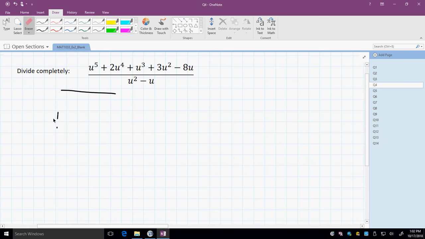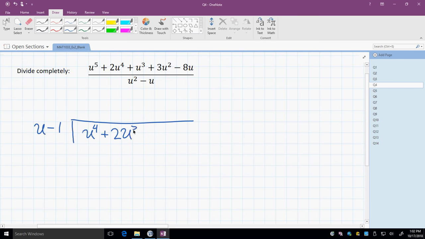Move this to the bottom so we can have more space. So we're going to have u minus 1, and then u to the fourth plus 2u to the third plus u to the second plus 3u minus 4.